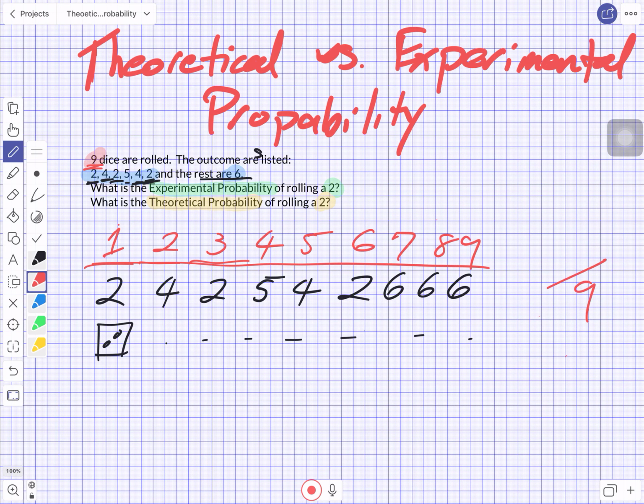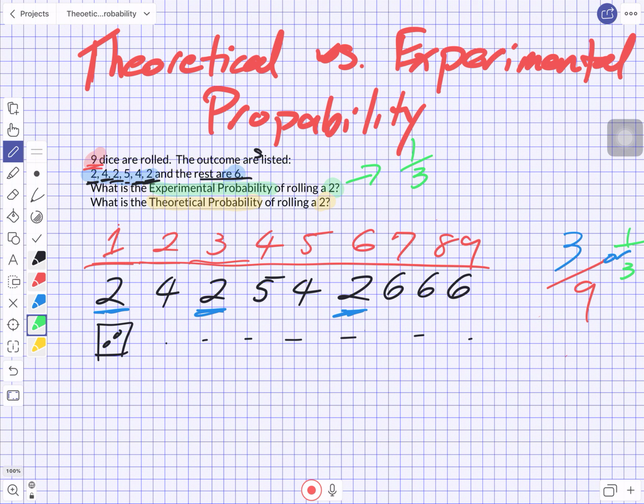Because there were 9 die, or 9 dice, the denominator is out of 9. The second thing we have to check is how many 2s were rolled. Well, we have 1, 2, 3. So the numerator represents the number of times we rolled a 2. There are 3 of them. So it is 3 out of 9, or you could write it, as a final answer, as a reduced fraction of 1 over 3. So the experimental probability in this experiment is 1 over 3.